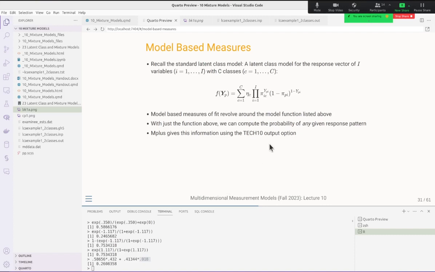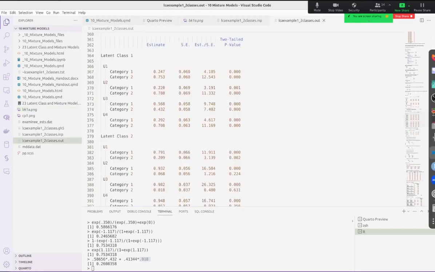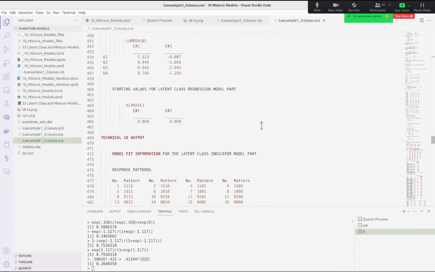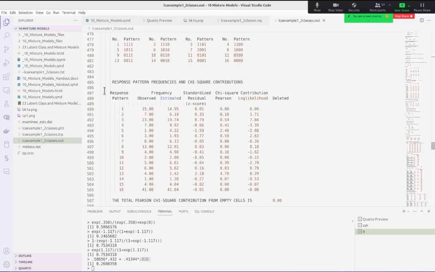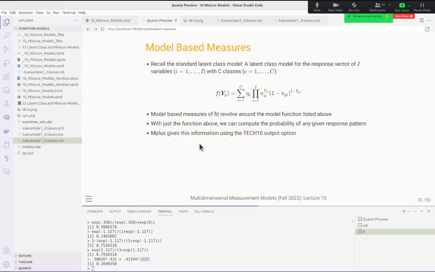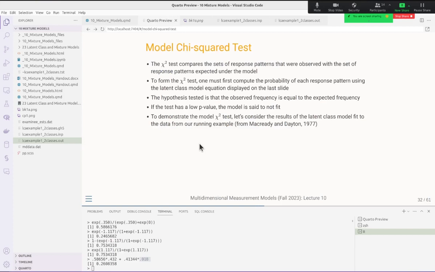We can do that with any response pattern. M+ actually gives you this information using the TECH10 output option. If we go all the way down to the bottom of the output, you'll see this information right here. Here is our observed frequency for each response pattern. Here is our estimated frequency. And it comes up with a chi-square for it, right? So this is what we would call full information model fit.